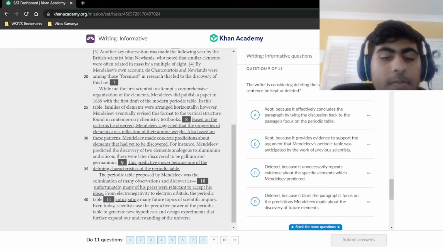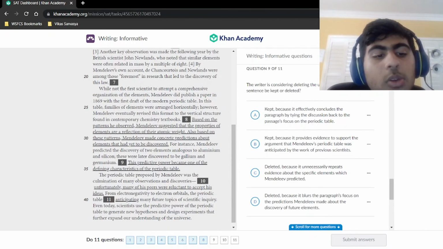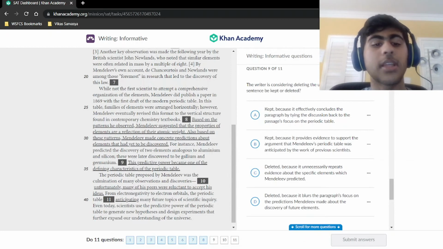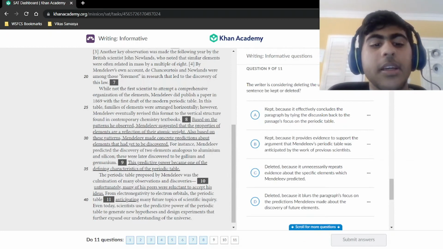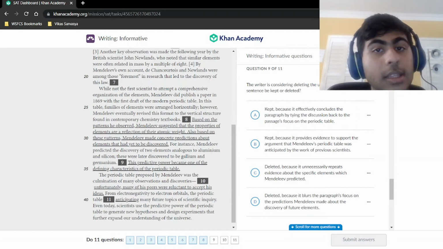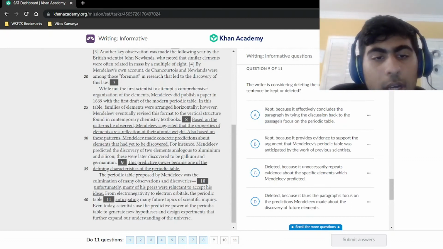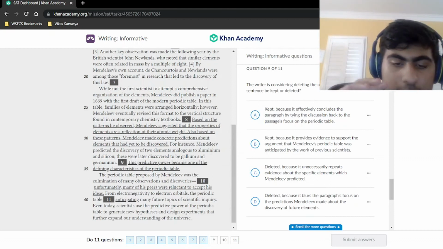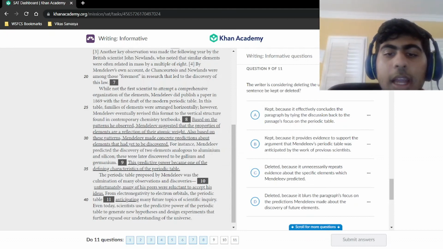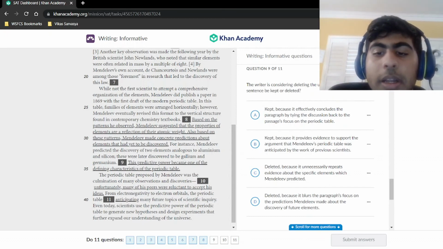Alright, let's keep going. For instance, Mendeleev predicted the discovery of two elements analogous to aluminum and silicon. These were later discovered to be gallium and germanium. This predictive power became one of the defining characteristics of the periodic table, and we're trying to keep or delete the sentence. Well, it seems to me that this predictive power is a main part of everything that's going on. It's an integral part of the periodic table, and it's an integral part of the passage's argument, so we need to keep it, right?